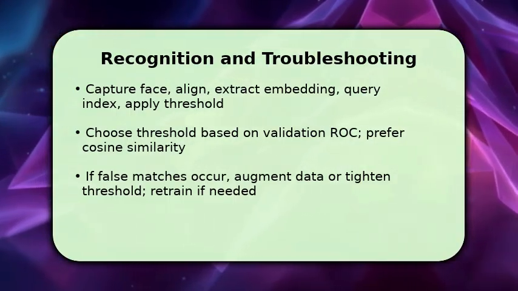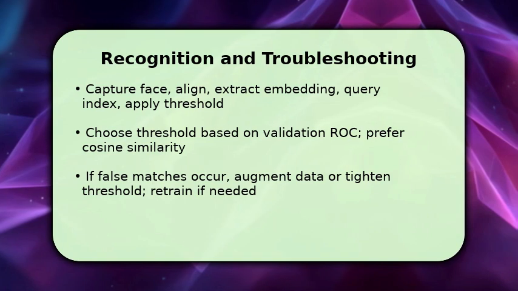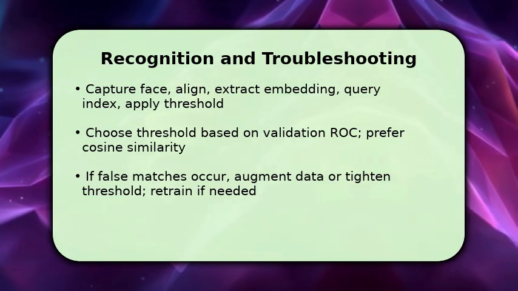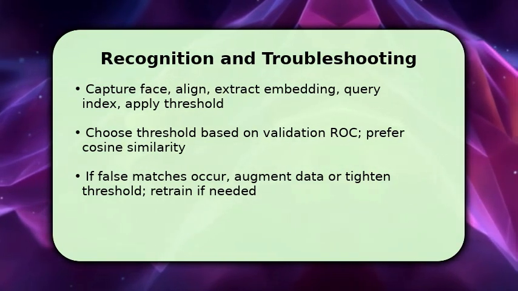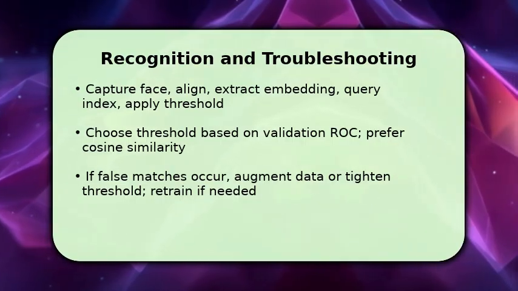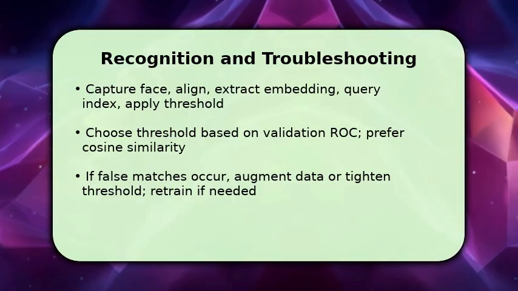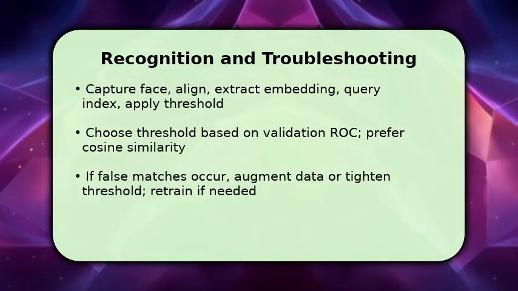If you see many false positives, increase the threshold, add more labeled examples per identity, or perform hard negative mining. If false negatives persist, improve alignment, lighting, or consider fine-tuning the model on your dataset for better domain fit.